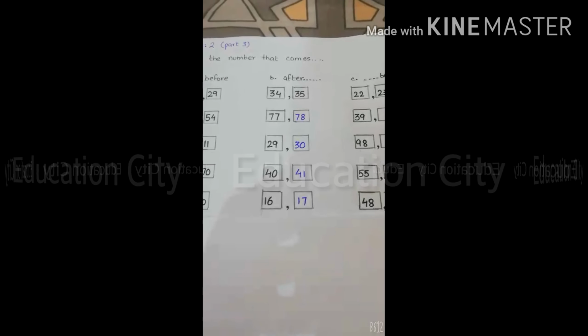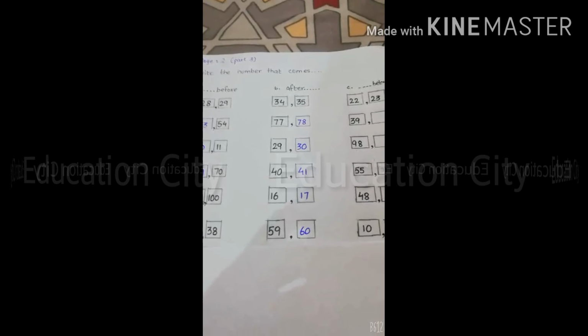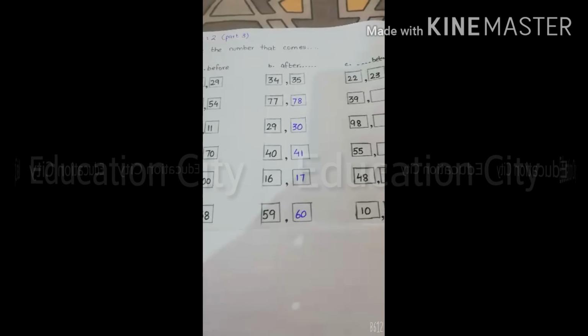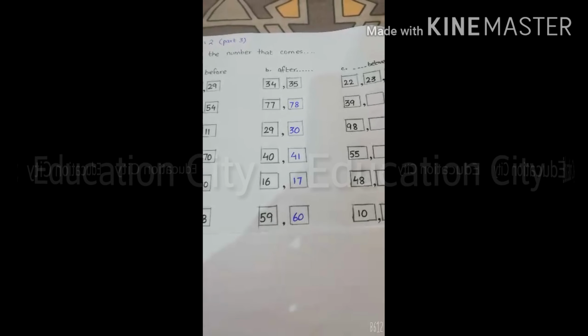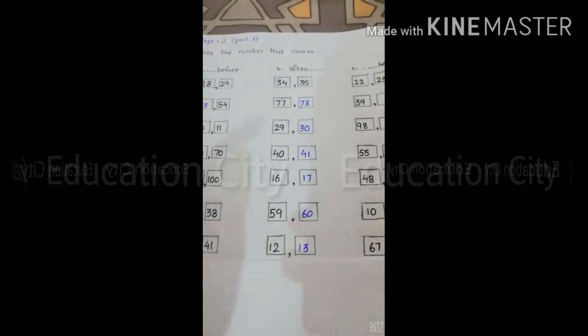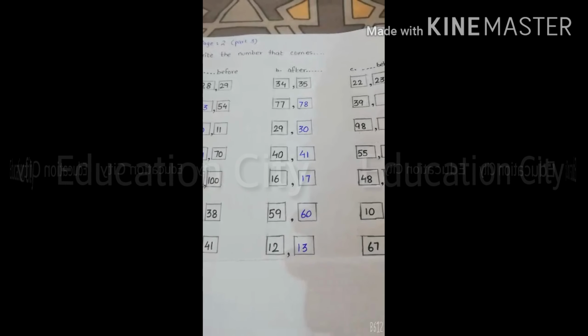Okay, move to the next part. 16. 17 is the after number of 16. Now move to the next part. 59. 60 is after number of 59. After 59, 60. Now move to the next part. 12. 13 is after number of 12.